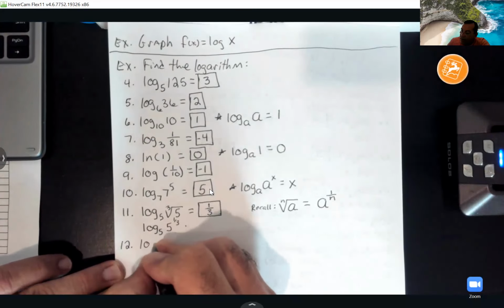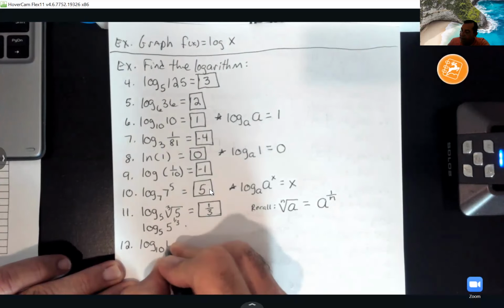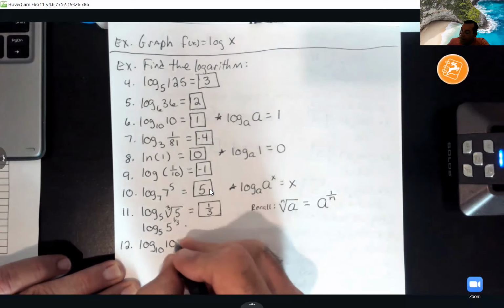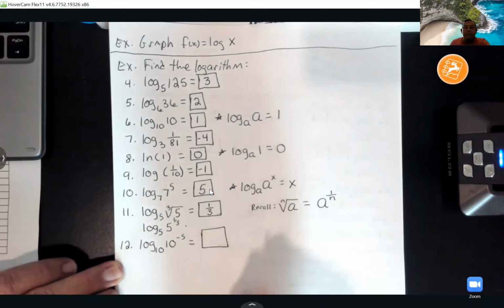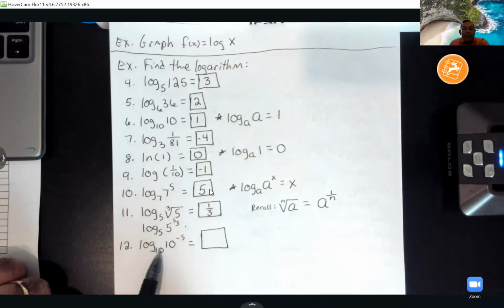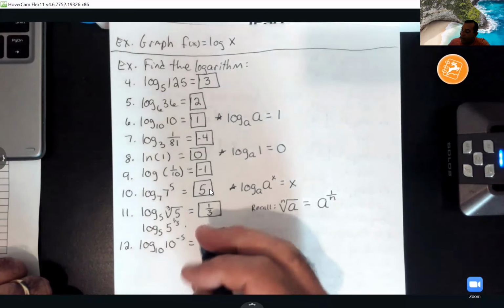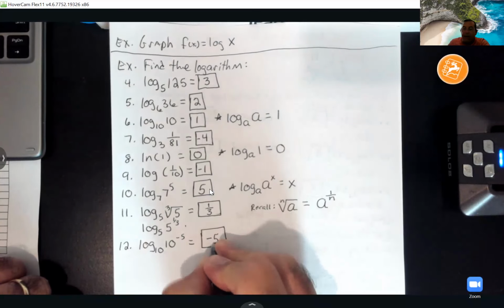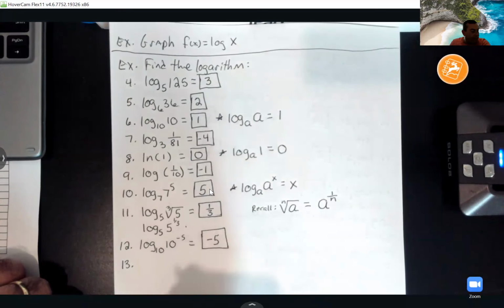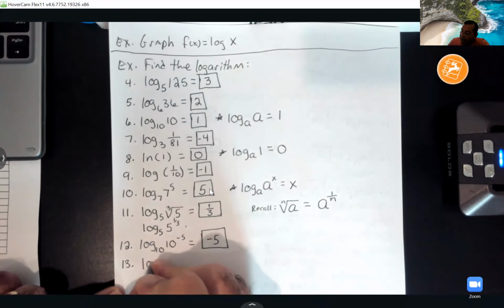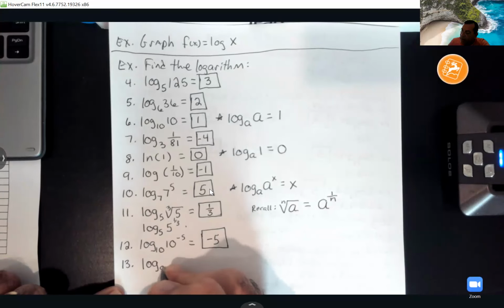All righty. Log base 10 of 10 to the -5th. So the base of my log matches the base of the result raised to an exponent. So we know this answer will be the exponent of -5. All right, then look at this one. Log base 8 of 2.